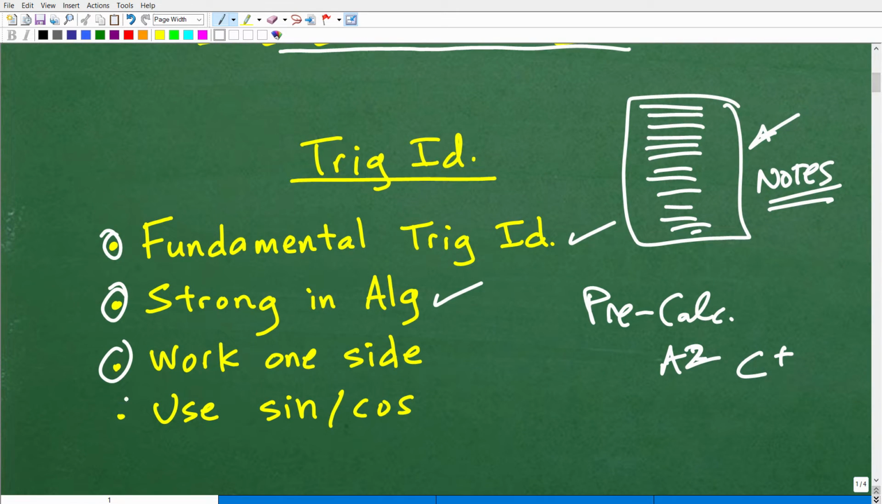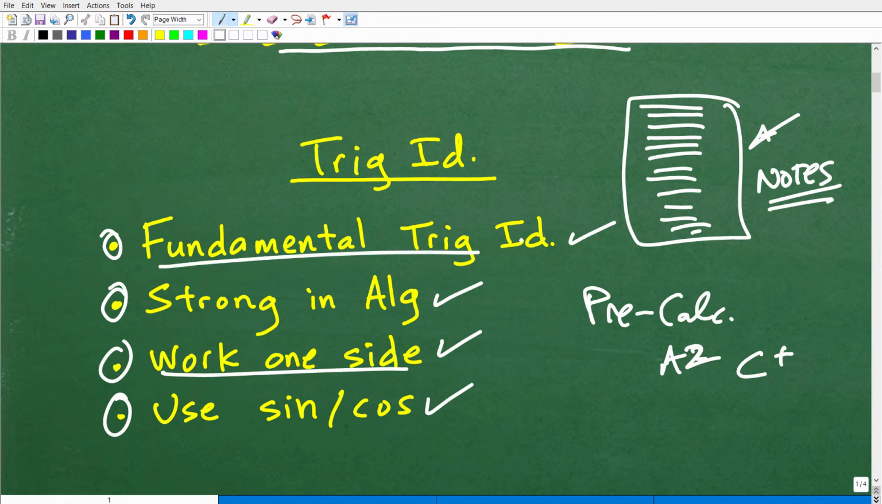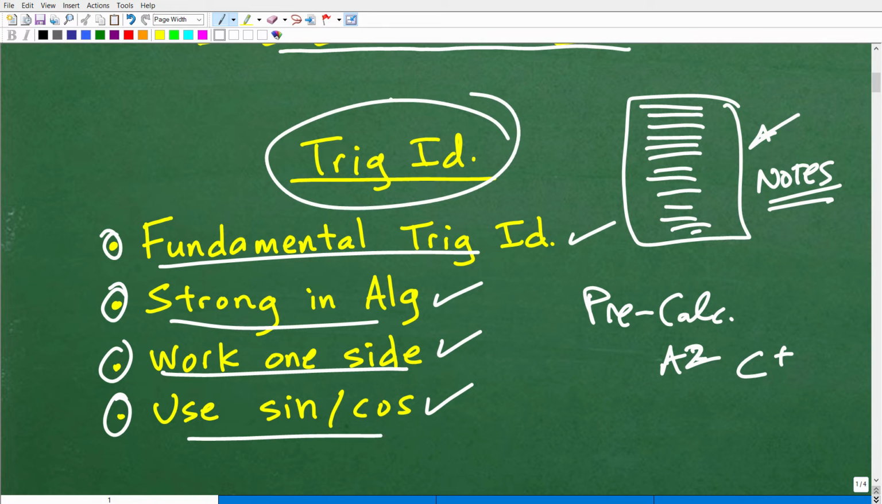And then another good tip is to use sine and cosine. So turn everything into sine and cosine. That's also a very good tip. Now, these are general concepts. Working on one side, the complicated side, you almost always want to do that. And you definitely need to know those fundamental identities, and you definitely need to be strong in algebra. More often than not, when you turn everything into sine and cosine, that works out well. And then there's a whole bunch of other small techniques. But again, the only way you're going to get good at this is by practice, practice, practice.